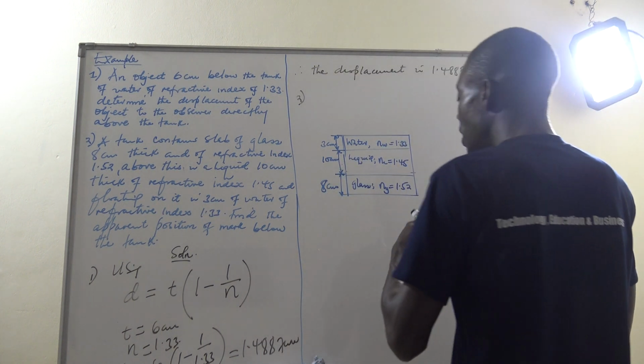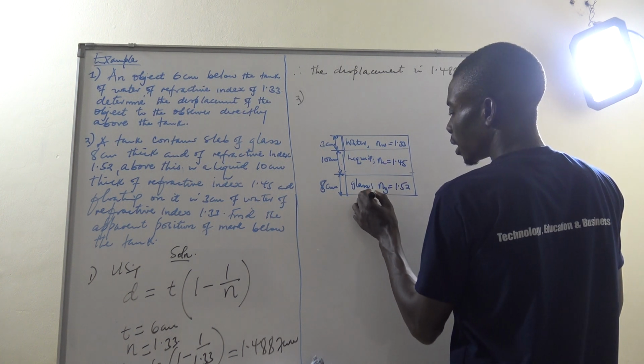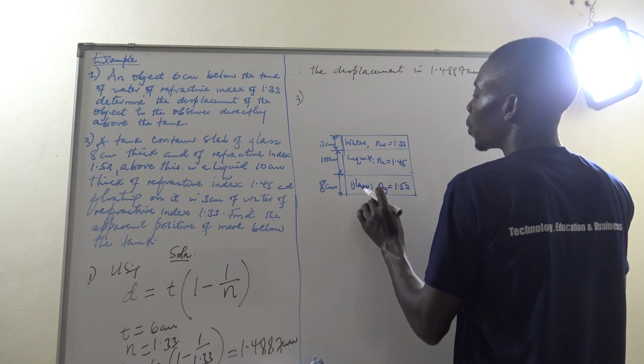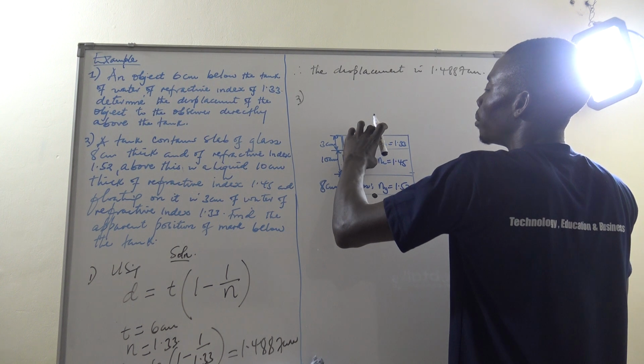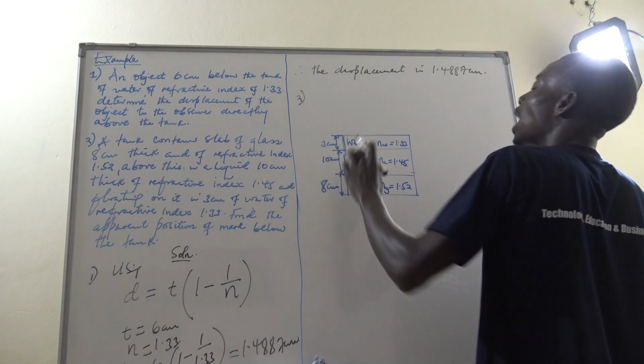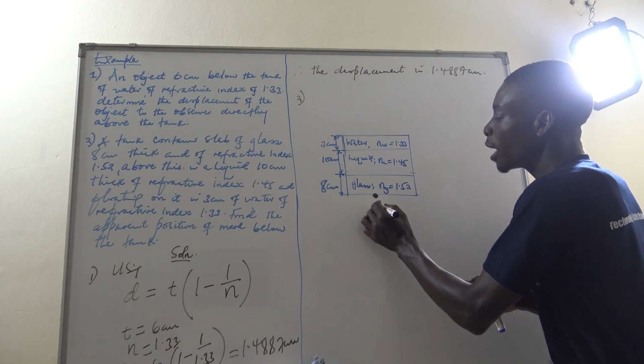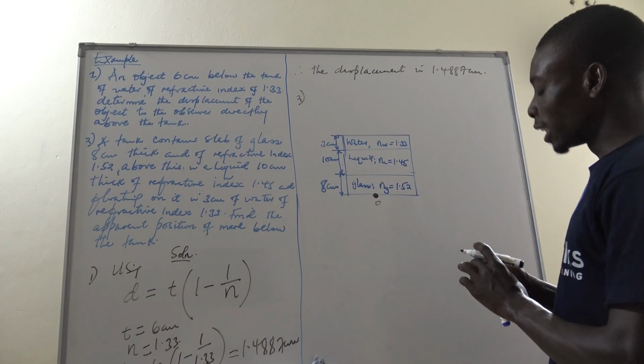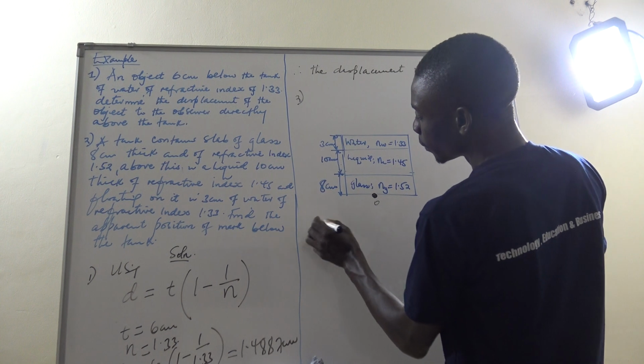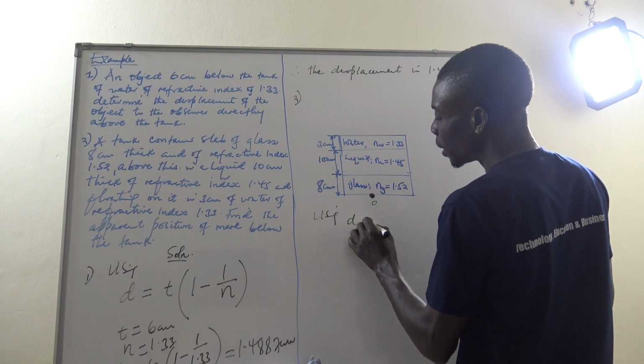And then they're telling you to find the apparent position of the mark below the tank. That if we place an object here, what will be the apparent position or the apparent depth? So to know the apparent depth, it is very important we first know displacement.